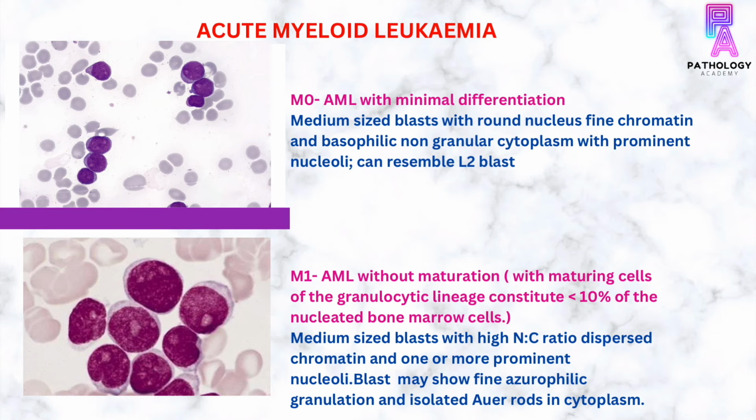M1 AML is without maturation. In this, maturing cells of the granulocytic lineage constitute less than 10% of the nucleated bone marrow cells. The blasts here are medium-sized blasts with high NC ratio, dispersed chromatin, and one or more prominent nucleoli. The blasts may show fine eosinophilic granulation and isolated Auer rods in the cytoplasm.